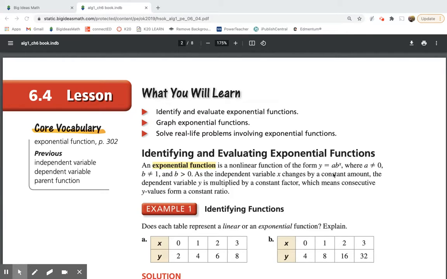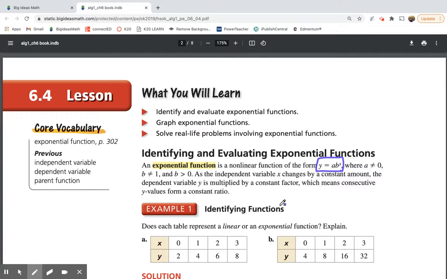So it says of the form y equals ab to the x power. So I would write that down. That's like our y equals mx plus b for linear ones. Y equals ab to the x power. And it says where a cannot be 0, okay, so it could be anything else. B cannot be 1, and it has to be greater than 0, which means instead of saying greater than 1, it could be like 0.5. It can be between 0 and 1, but it cannot be 1, and it's anything above that.